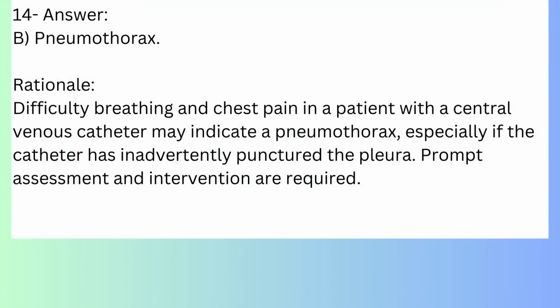Rationale. Difficulty breathing and chest pain in a patient with a central venous catheter may indicate a pneumothorax, especially if the catheter has inadvertently punctured the pleura. Prompt assessment and intervention are required.